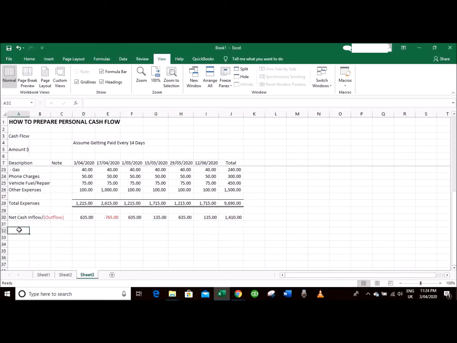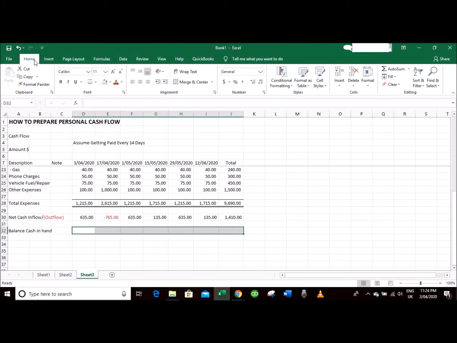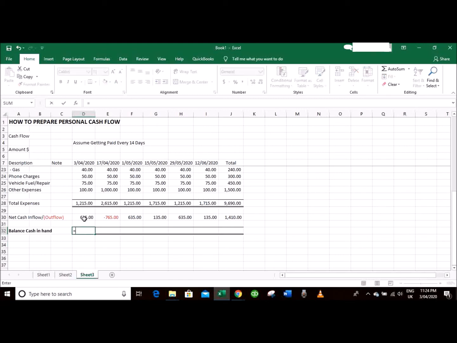Alright, and balance cash in hand. Go to home. I will highlight that area, equal. So each and every fortnight you can see how much this plus this. So here you can see, the next fortnight you will be out of $130.